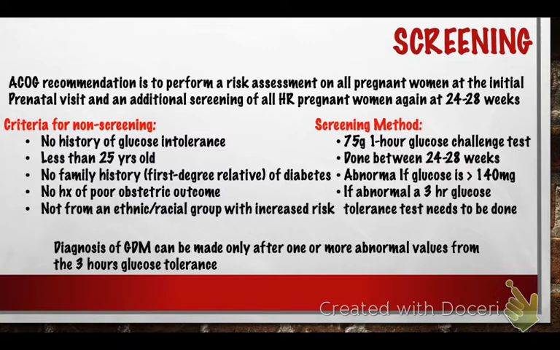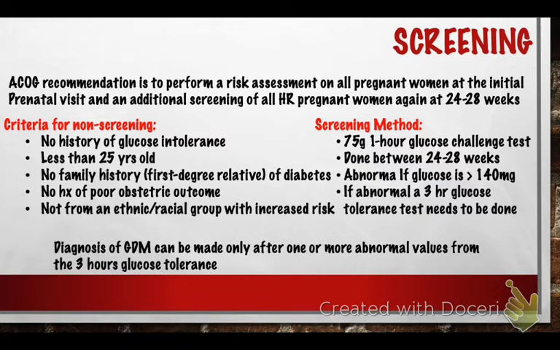So how do we screen our patients? So screening involves doing a 75-gram 1-hour glucose challenge test. We do this between 24 and 28 weeks. Once we give the 75-gram oral glucose load, then we wait an hour and we measure the glucose level through a serum sample 1 hour later. If the level is above 140 milligrams, which is your cutoff point, it is considered abnormal. If it is abnormal, meaning that it's higher than 140 milligrams, then a 3-hour glucose tolerance test needs to be done.